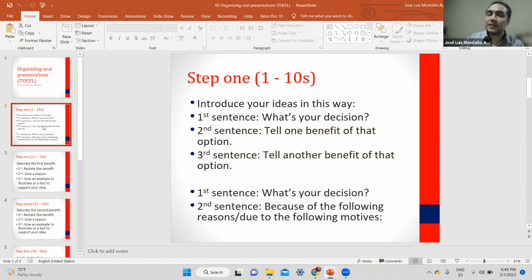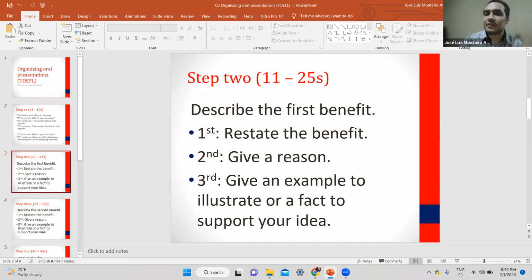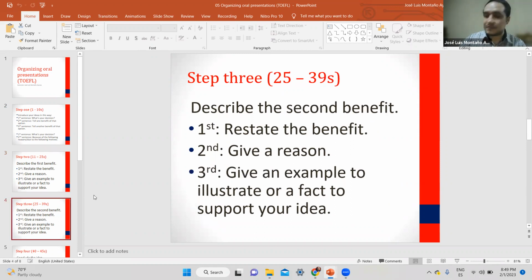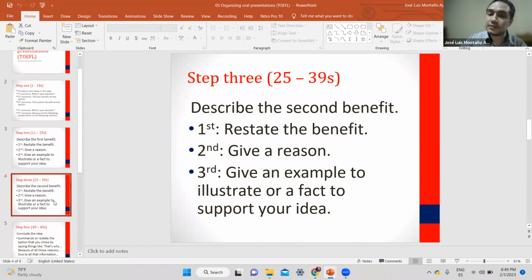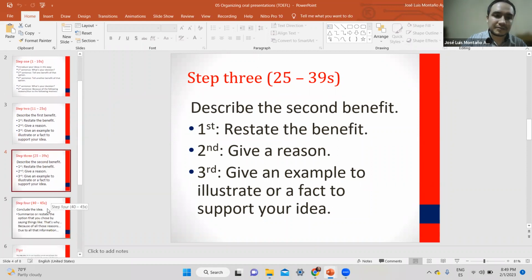Okay, and then you go to the next part, mentioning those reasons. The first reason is going to be more or less 15 seconds. You have to mention that. You have to give an example or a fact. And again, the next seconds are going to be for the following reasons. So you usually have two, right? Two good reasons that are going to be supported by good ideas to show that you are right and that your decision was the best.